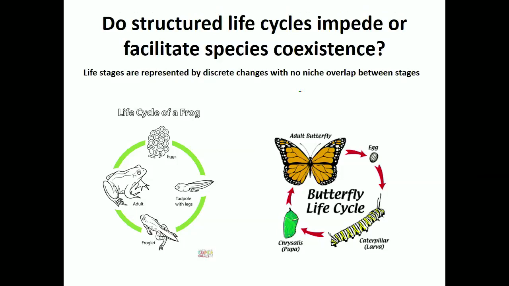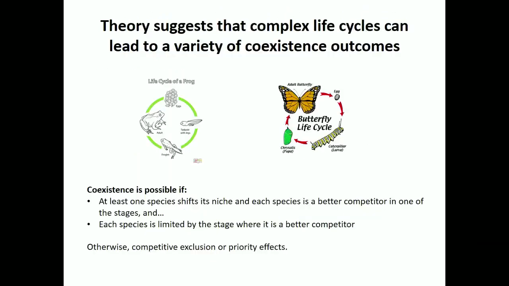And this is typically what most research on structured populations and coexistence has focused on. And the theory suggests that these types of discrete life cycles can lead to a variety of different types of coexistence outcomes. Coexistence is generally thought to be possible when at least one species shifts its niche and each species is a better competitor in one of the life stages. And the species where they shift their niche, they're also the better competitor in that stage. Otherwise, you get predictions such as competitive exclusion or a variety of different types of priority effects.